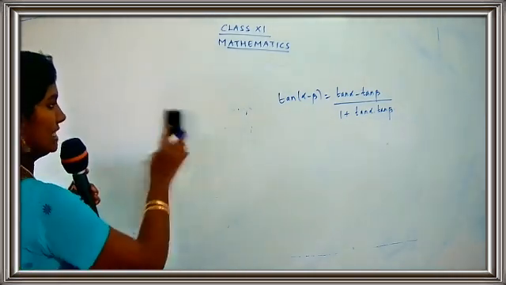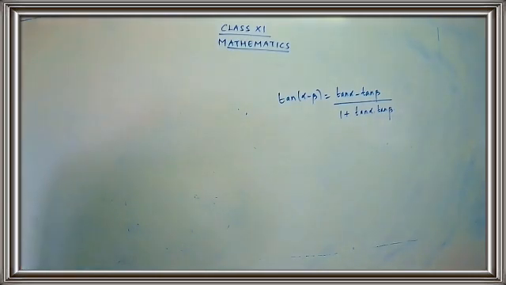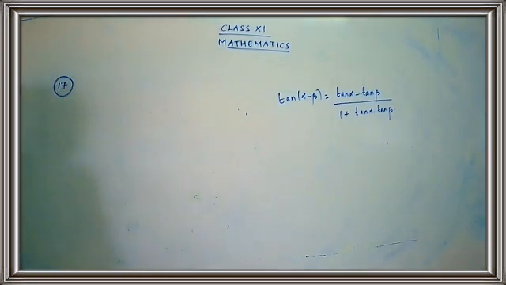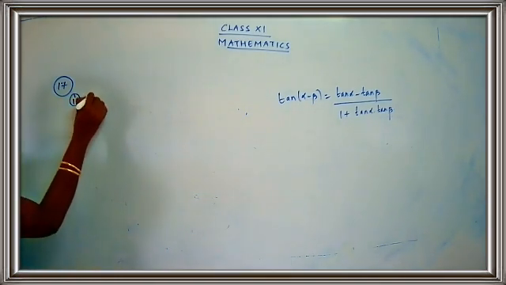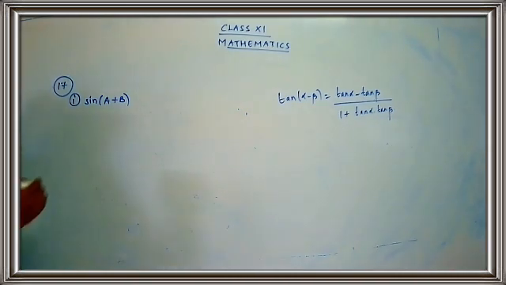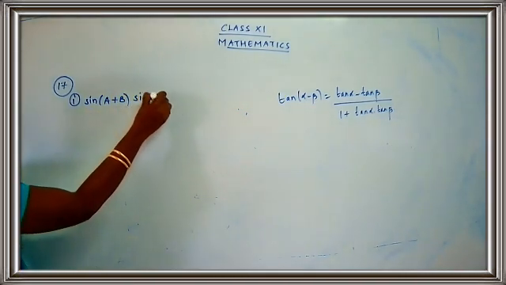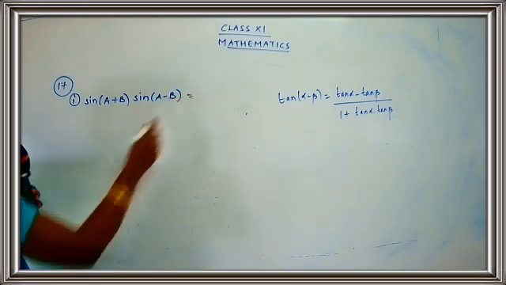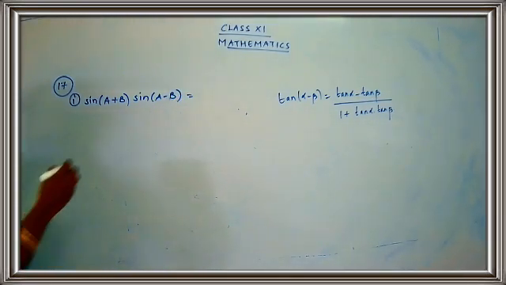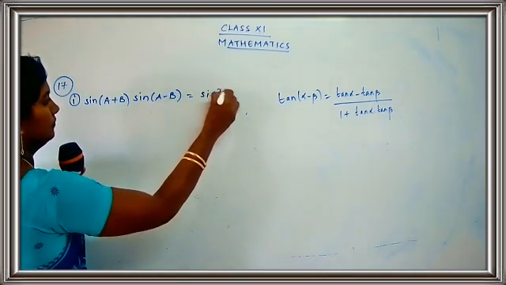We have completed till sum number 16. Yes, children? So now we are going to start with sum number 17. Write down the question. Prove that, here are the first subpart, sine of a plus b, sine of a minus b is equal to sine square a minus sine square b.